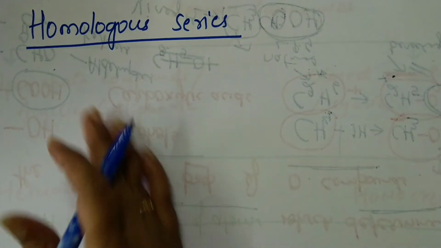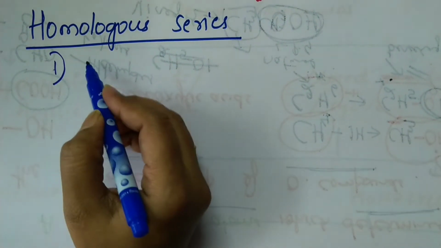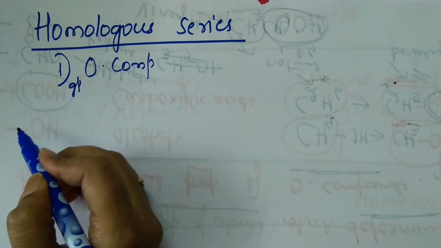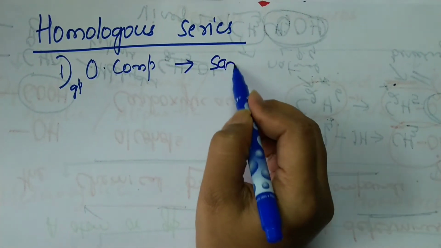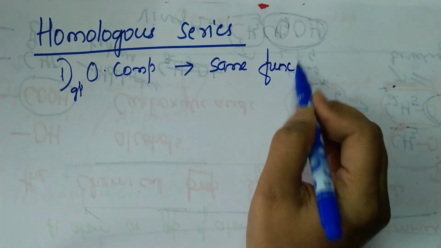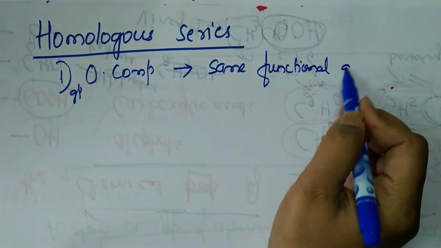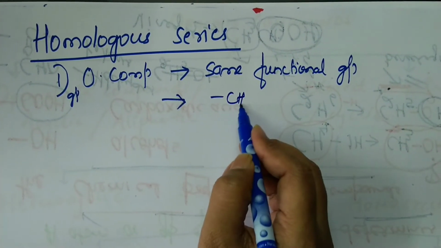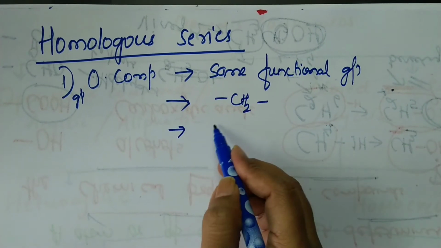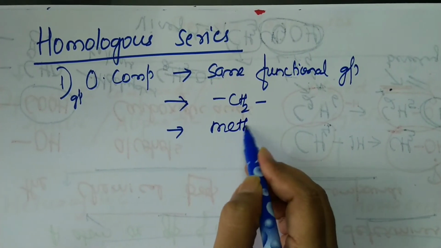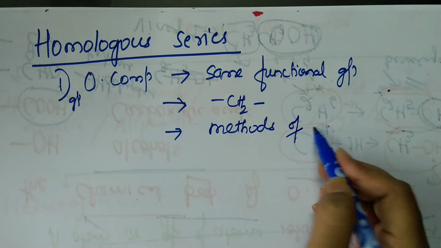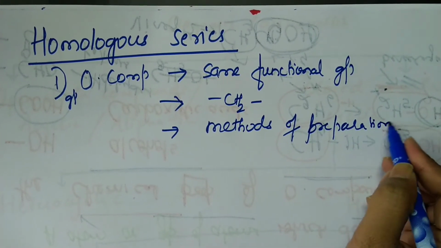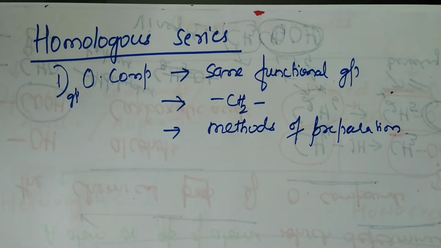So what are homologous series? They are groups of organic compounds which have the same functional group. What is common in them? The same functional group, and they differ by a CH2 group. They can be prepared by the same methods of preparation, and so on and so forth. So we will try to understand what we mean by homologous series.